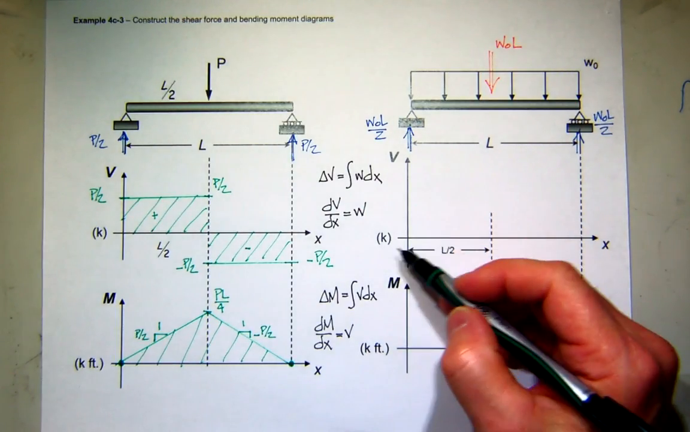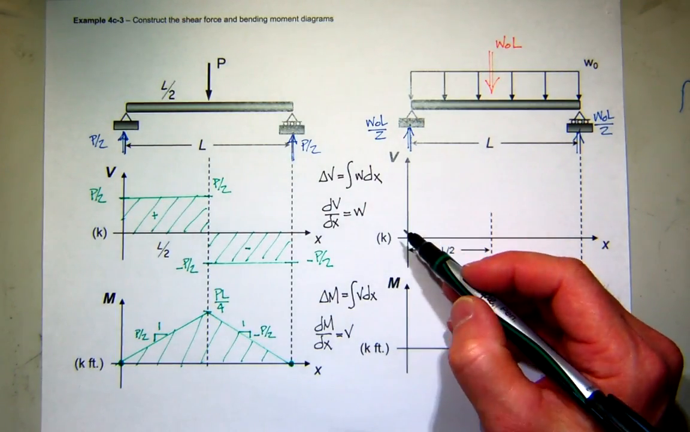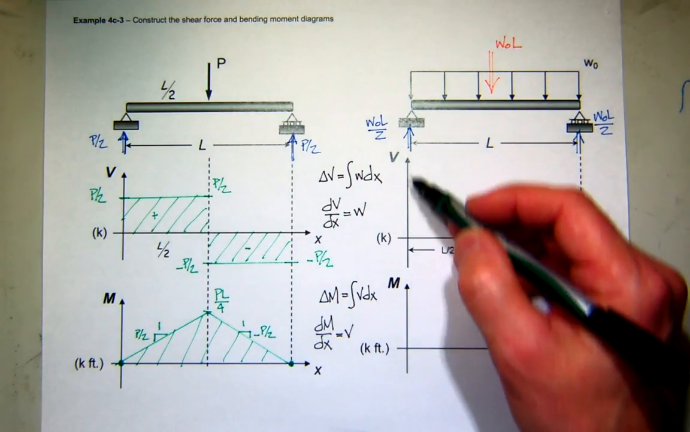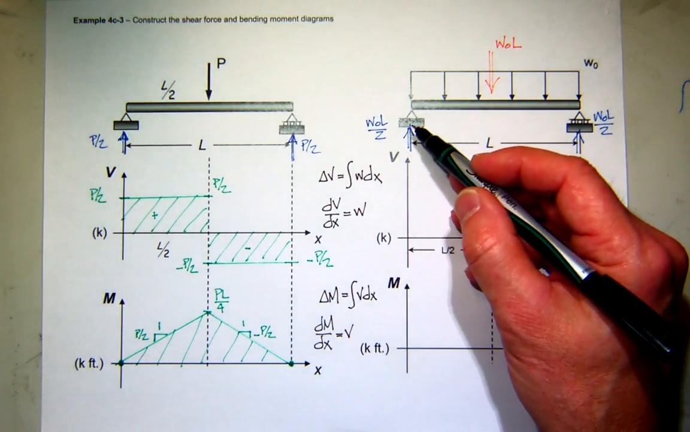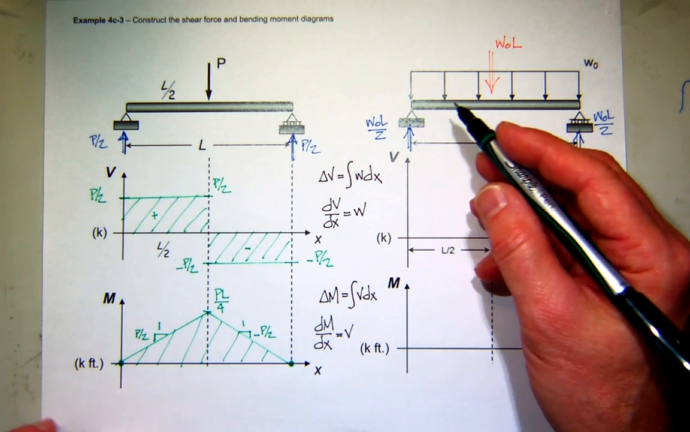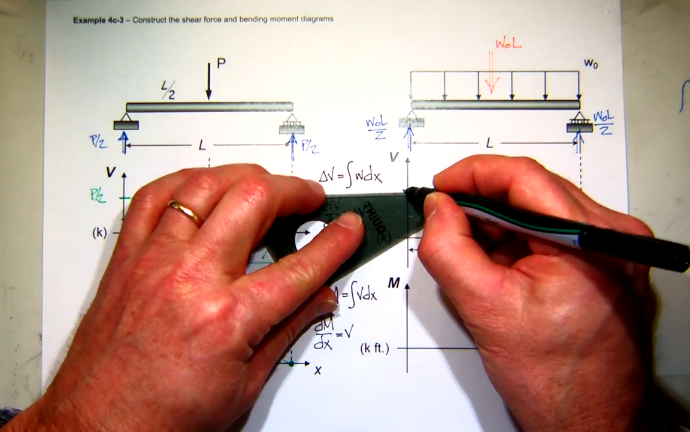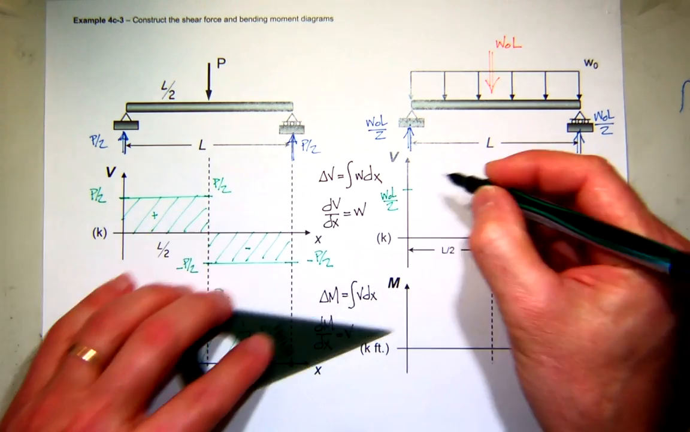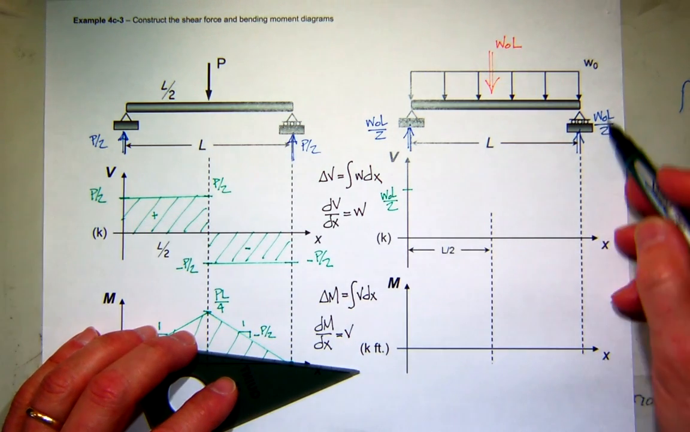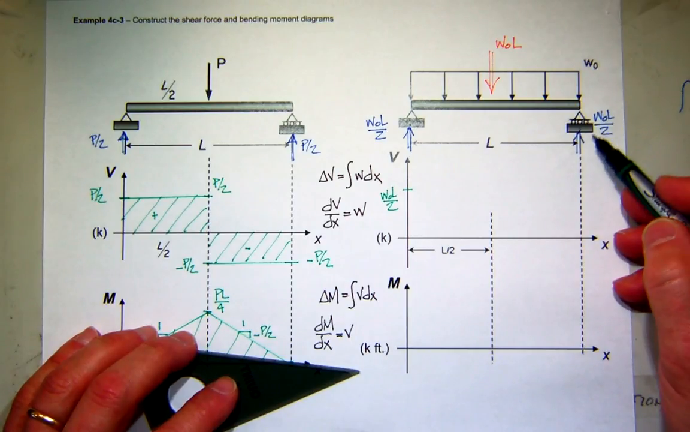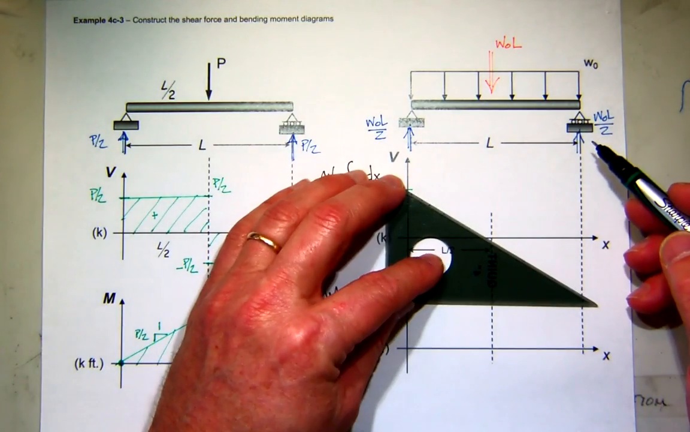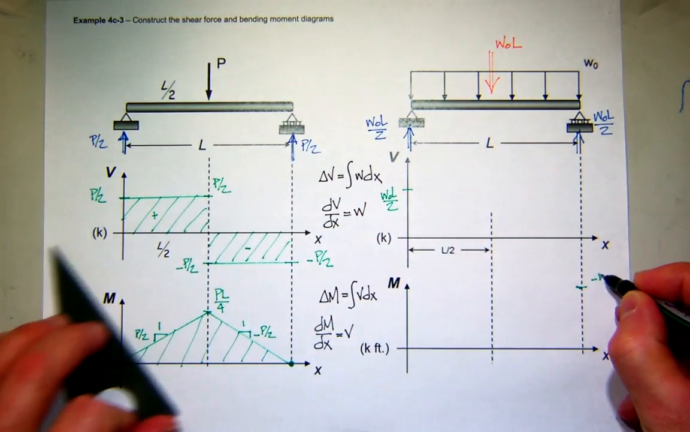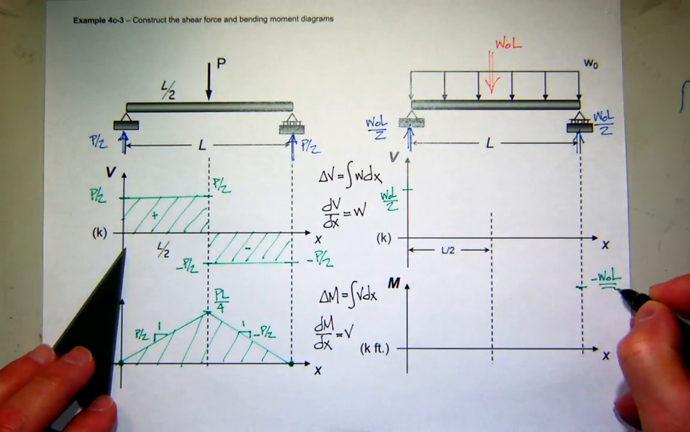So again, starting at the left-hand side, we always go from left to right. What do I know about the shear here? Well, according to this, the shear is up, which is positive or negative? Positive. So this will have a shear of positive W naught L over 2. And I know the shear here. What's that? Positive or negative shear? That is negative shear. Negative W naught L over 2.